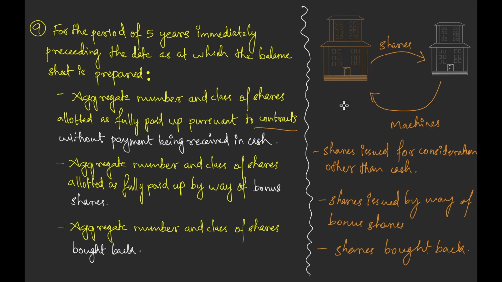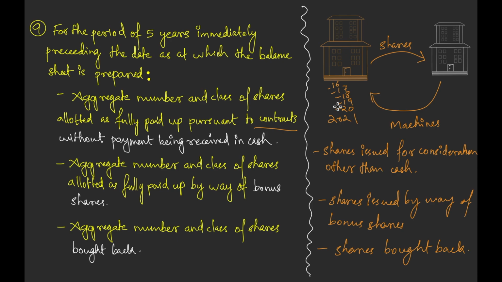So if you are preparing a balance sheet in the year 2021, then we should provide details of these shares for the period of 5 years immediately preceding this date. That is for 2020, 19, 18, 17 and 16. 1, 2, 3, 4, 5. So for the period of 5 years immediately preceding this date.